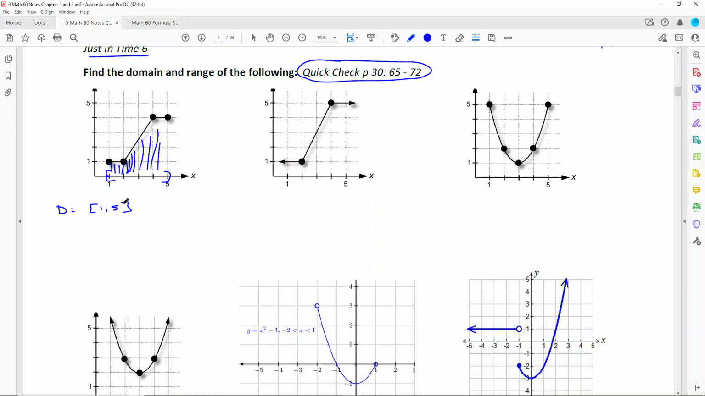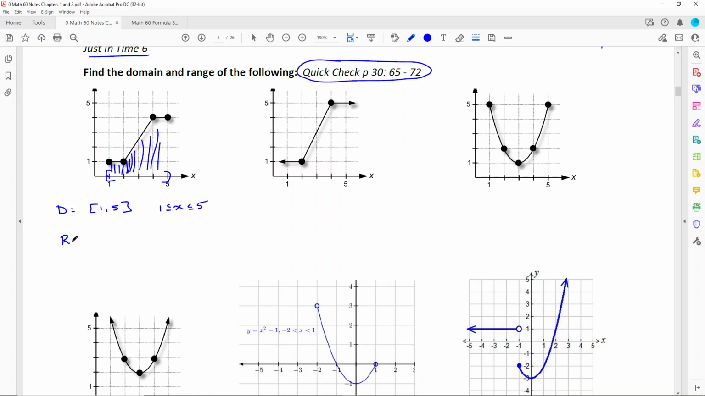So square brackets means that it can be equal to those numbers. Round brackets means it cannot be equal to. If you do not like interval notation, I love set notation as well, and it's a bit more descriptive. It says that x is anything greater than or equal to 1 and less than or equal to 5.